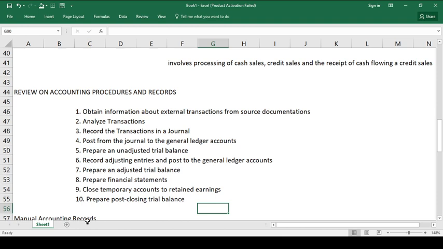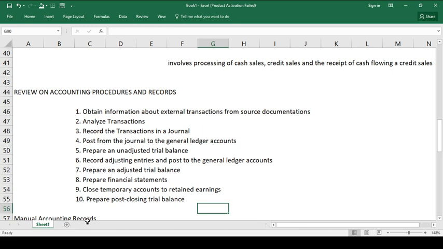Una, obtain information about external transactions from source documentation. Well, this is very basic, no? Before we record a particular transaction, we are trying to obtain information, and this information can be obtained in the form of a source document. For example, if you want to know if there is a sale transaction, you want to check if there's an official receipt, the duplicate official receipt of the company to the customers. That is a source document.